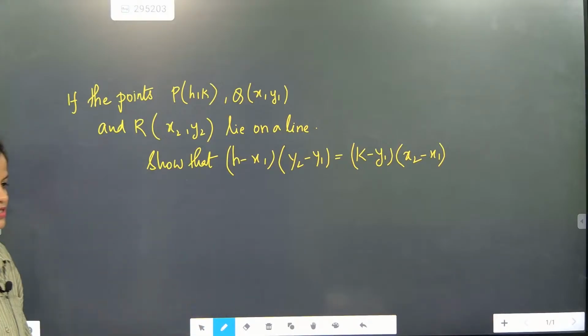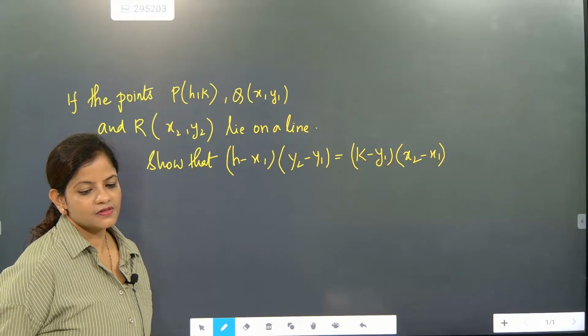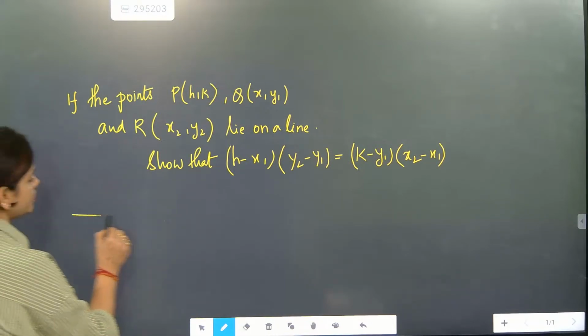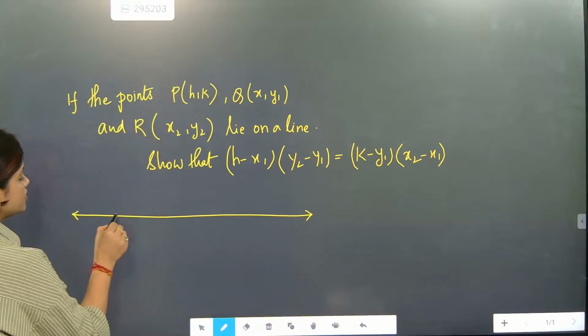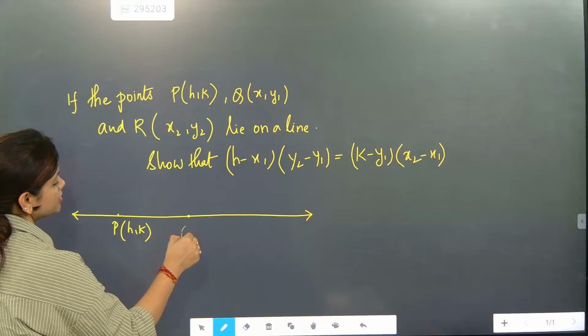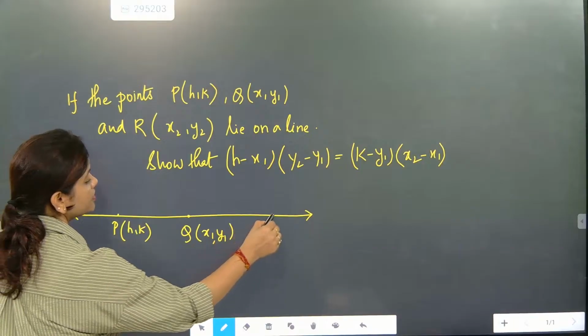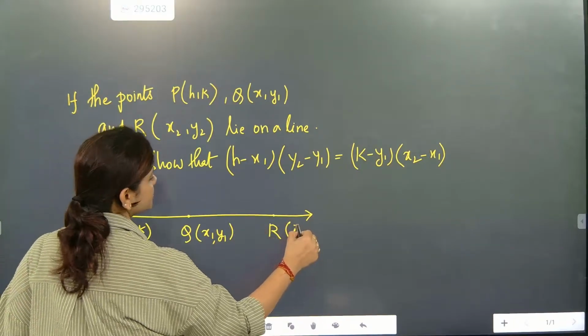Come on, try this question please. Try this question, beta. So the 3 points we are going to first write: what and all are the points present on a line? First point is P, taken as (h, k). Next point is Q, taken as (x1, y1), remember this. And R point is coming as (x2, y2).